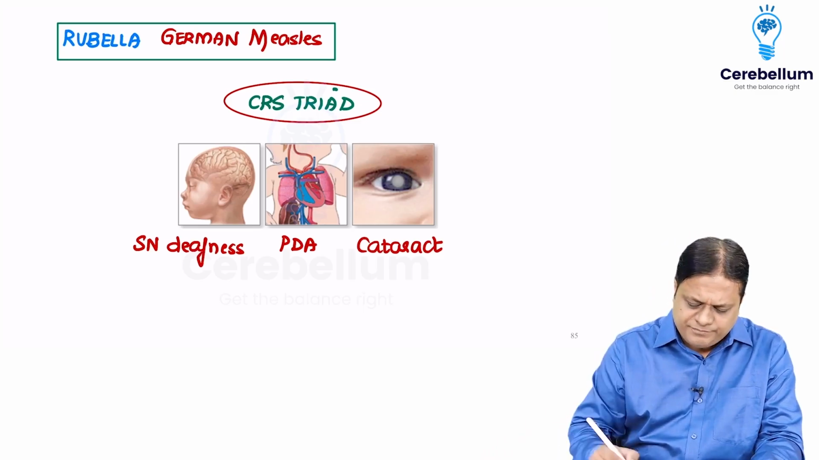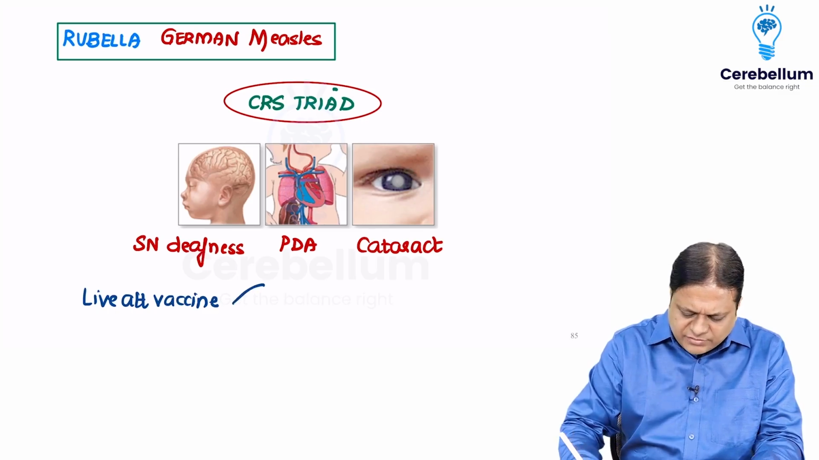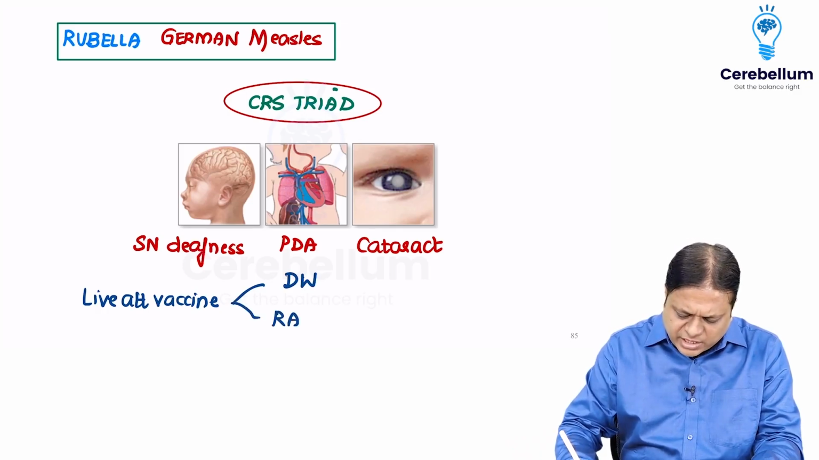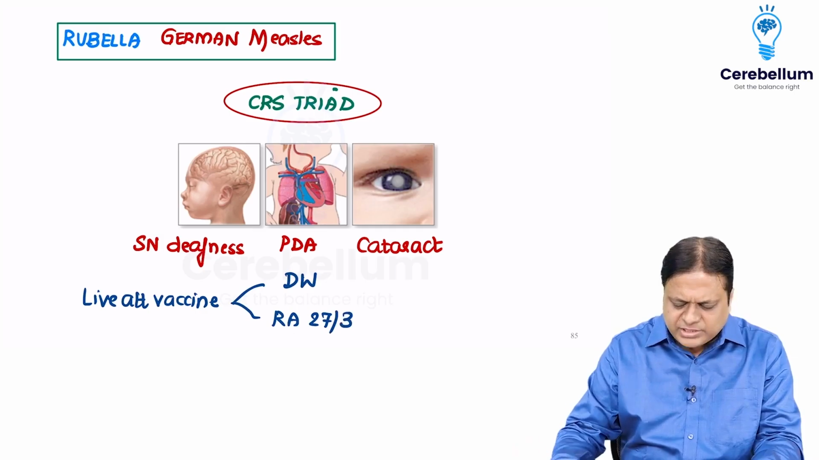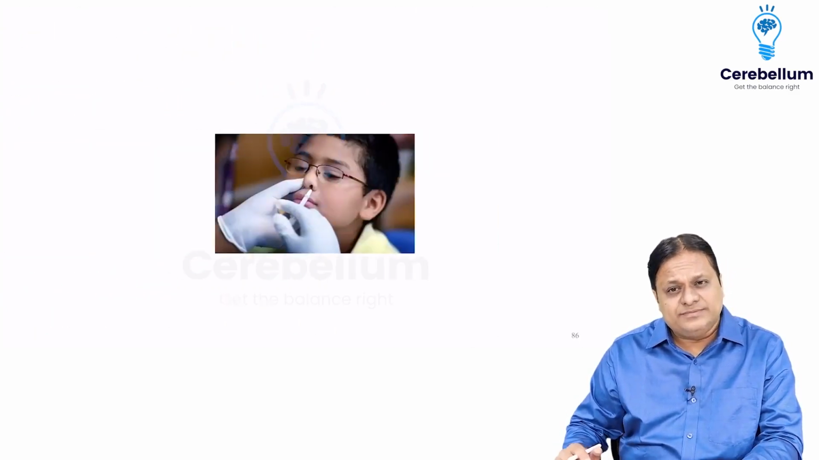Rubella vaccine is a live attenuated vaccine. It is lyophilized, which is reconstituted with distilled water or sterile water, and its strain is RA27/3, should be used within 4 hours of reconstitution like any other lyophilized vaccine.